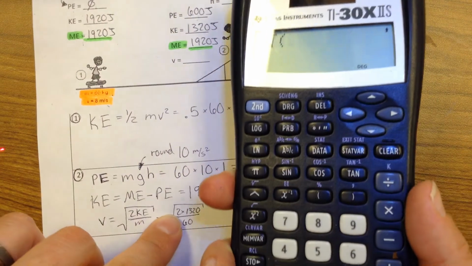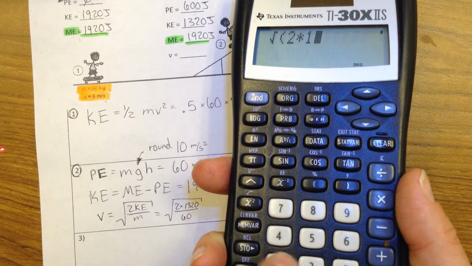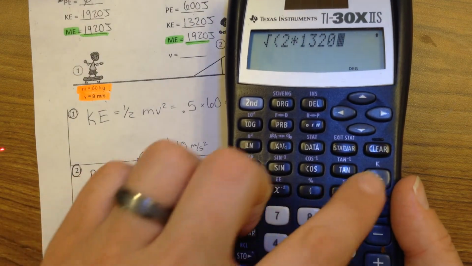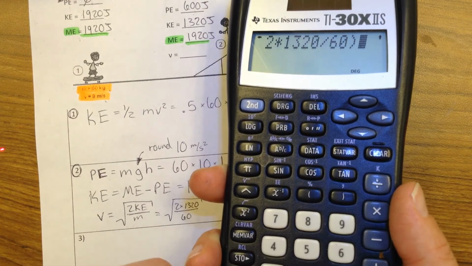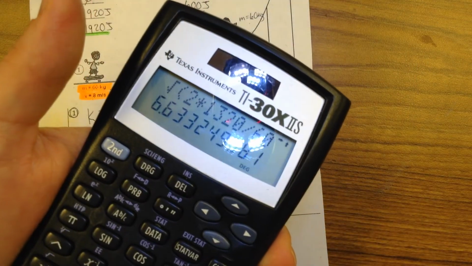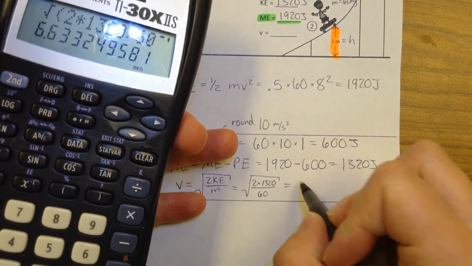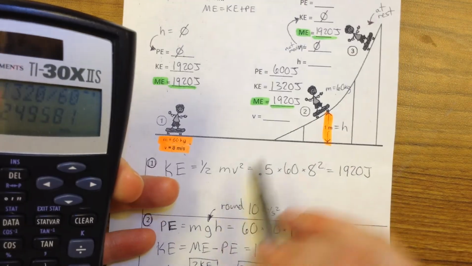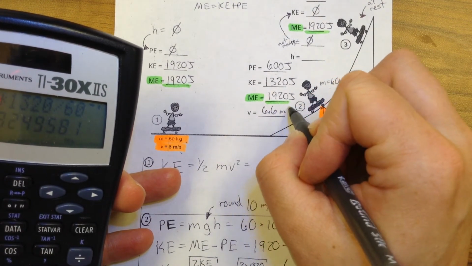So we want to do the square root of 2 times the kinetic energy of 1,320. Oops. 1,320 divided by 60. Close that parentheses. Calculator says 6.63324989581. We just want 2 decimal places, so 6.6 is good enough. All right, that was the velocity at position 2. So position 2 velocity is 6.6, and the units of measure are meters per second.